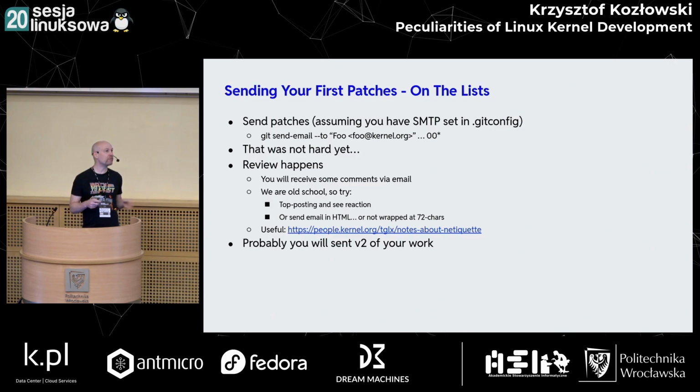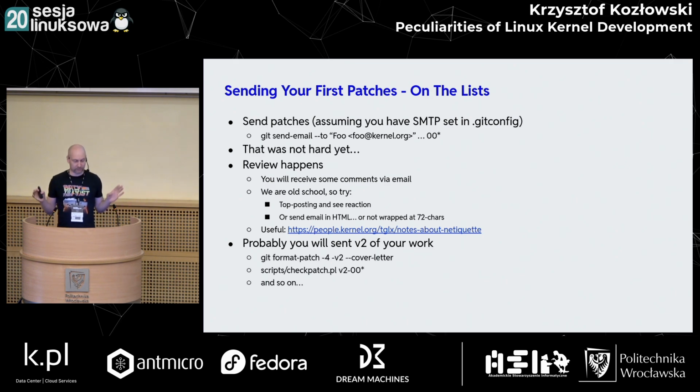Such a review will tell you, for example, that you have to change something in your code, and you will be preparing version 2 of your work. Git also helps in this. You will rebase your patch set, change something, and you just run git format-patch -4 -v2. This will create the second version of your patch set, for which you again run checkpatch and get_maintainers, and you send it. This is nothing difficult, right?